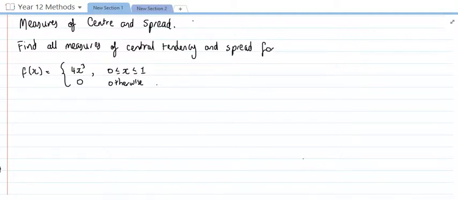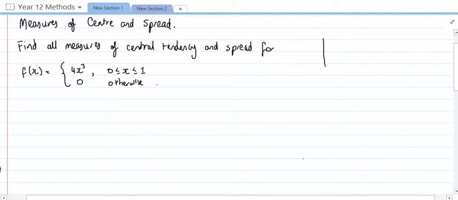So let's start off with this probability distribution here, f of x equals 4x cubed between 0 and 1, and 0 otherwise. What I'm actually going to do to start off is sketch this, just a very rough sketch, just so we have an idea of what it is that we're actually looking at.